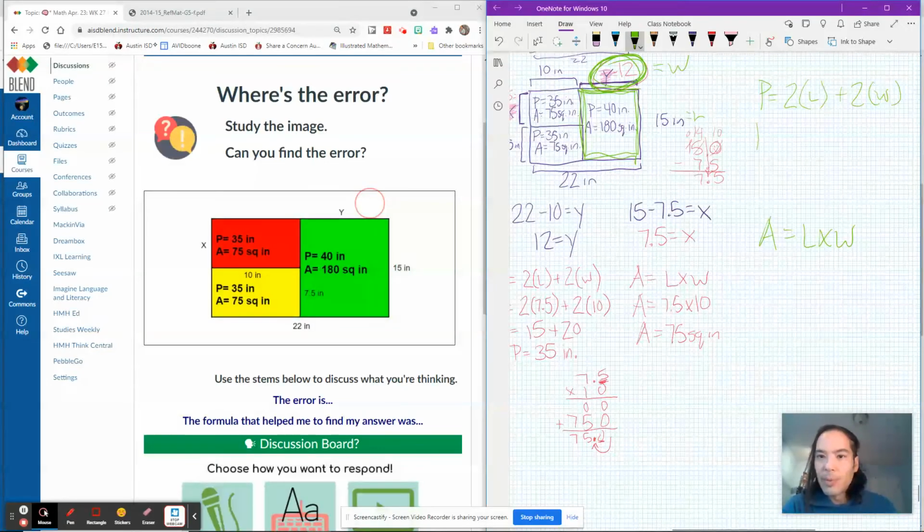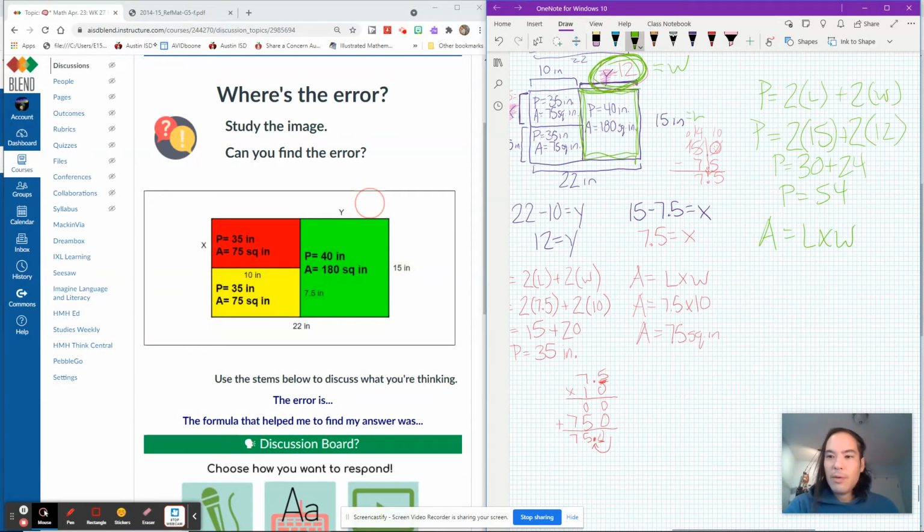So perimeter is equal to 2 times 15, which is our side length, plus 2 times 12, which is our side width. Perimeter equals 30 plus 24, and that says perimeter equals 54. Oh, 54 inches is not 40 inches. So I think we found our mistake. Let's double check and make sure that the area is correct, though.